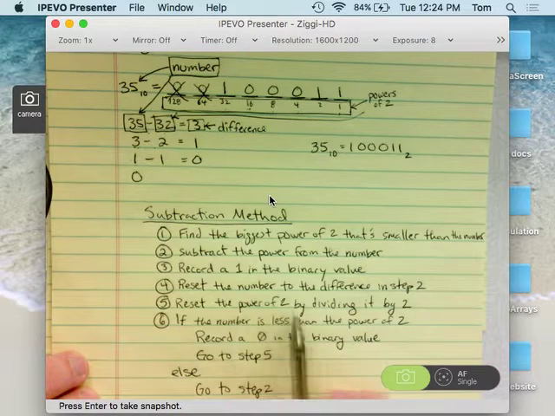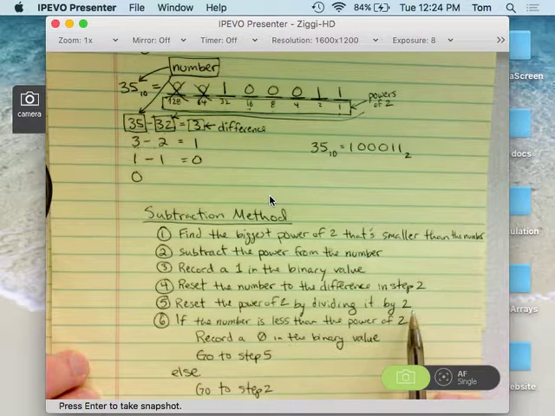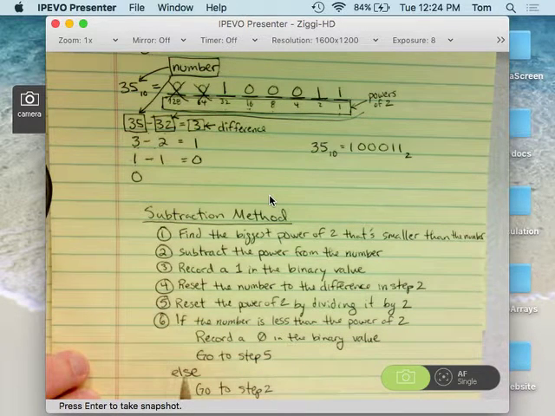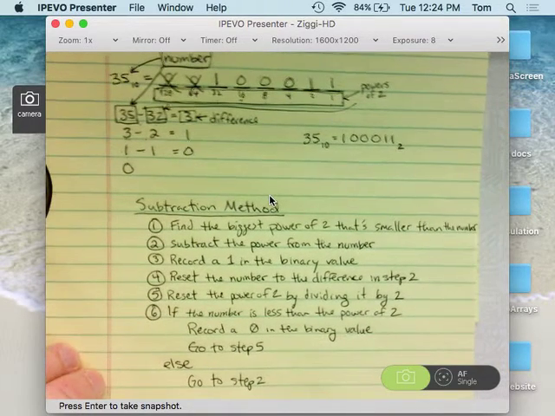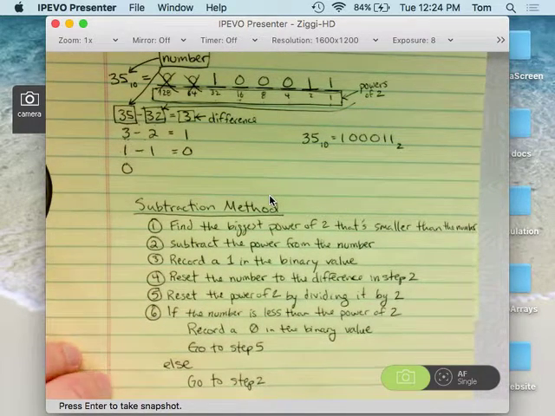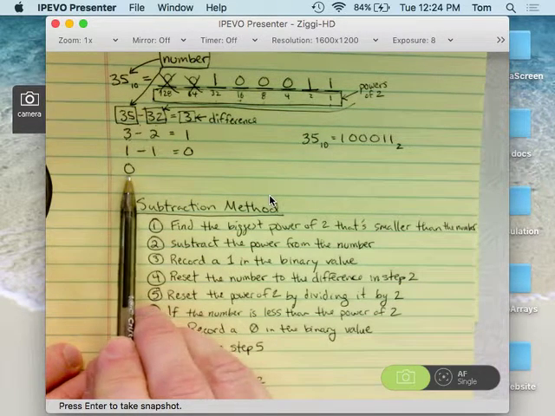Reset the power of 2 by dividing it by 2. Okay, the power of 2 right now is 1. Divided by 2 is 1/2. Okay, if the number is less than the power of 2, is 0 less than 1/2? No. Do I want to do this with 1/2? No. So what should I say? I got to add something to my algorithm here. I got to figure out when things should be done. Okay, so when the number is 0, we want to stop. Where should I put that command? Where should I put that step?